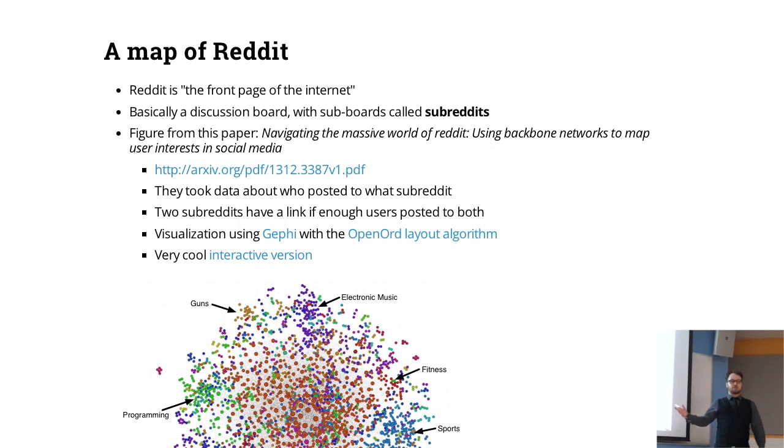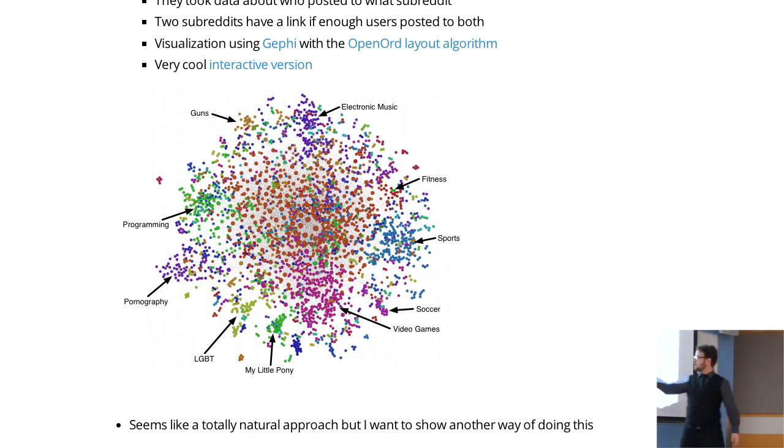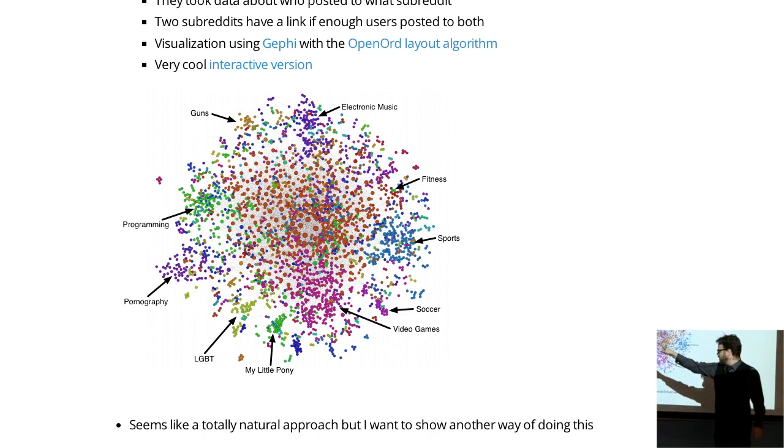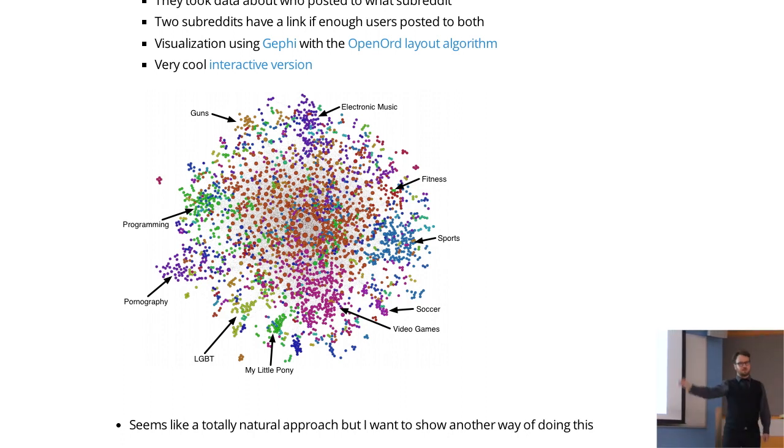They basically did some graph analysis on it. So they said that two subreddits are linked if a user posted some percentage of their posts to each of them. They did a little visualization using an open source tool called Gephi, using the OpenOrd layout algorithm. This is what they came up with. So each little dot here is a subreddit, a sub-discussion board. And they've conveniently highlighted a few different things. So over here, you've got programming and pornography, My Little Pony has got its own cluster, video games, soccer, sports. So this is other people's work, and the link is there. I encourage you to read it if it interests you.